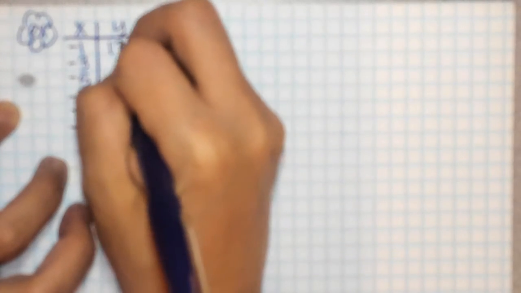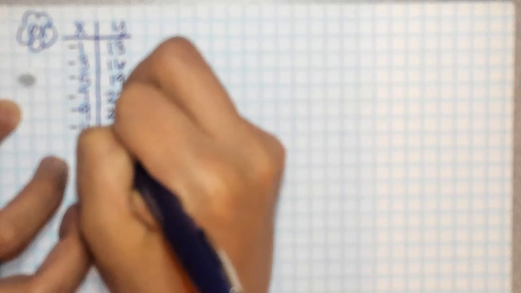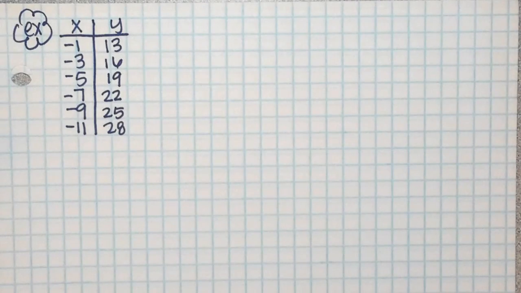X, Y: -1, -3, -5, -7, -9, -11, 13, 16, 19, 22, 25, 28. Well, if you were listening, you got those numbers on time. If you weren't, you had to wait till it focused. So again, these are larger numbers.